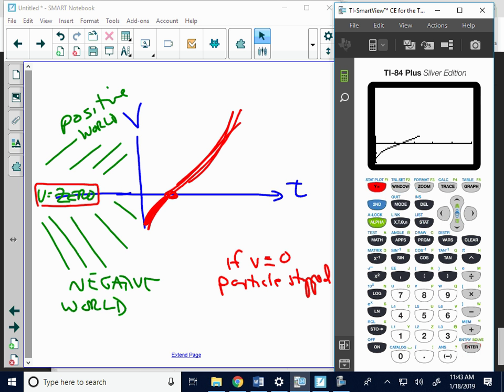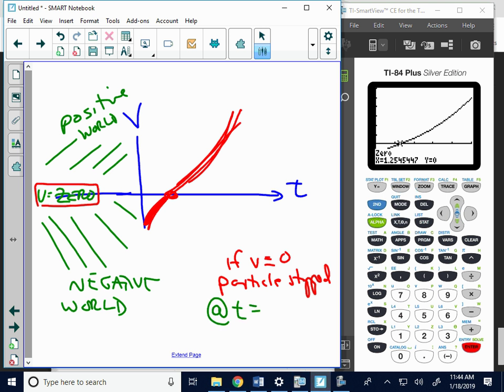First, make sure you have the right function keyed in. Second, put the window as they said. Look at the picture. And now you're trying to find a 0. So you're under the 0 utility, second calc, option number 2. You're trying to find the 0. It says, give me a left bound and a right bound. Just by looking at the screen, we knew it was between 1 and 2. So left bound is 1, right bound is 2, and then you guess. So particle stopped at t is equal to 1.255 if we go to the nearest thousandth, which is what you should do.